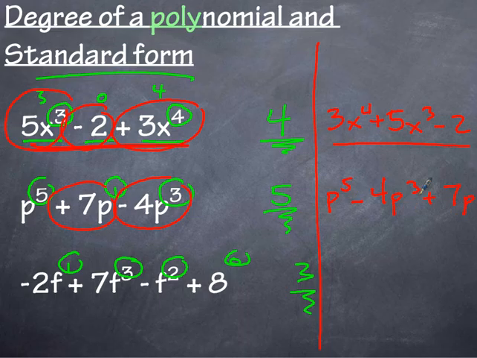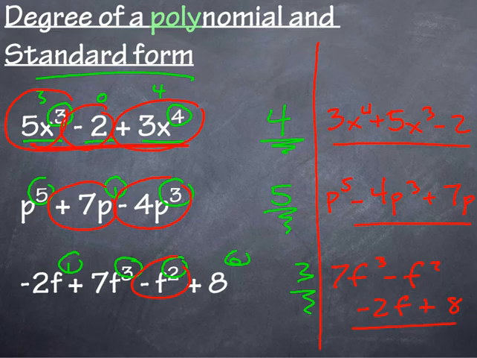p to the 5th, p to the 3rd, p to the 1st. Everything ordered according to its exponents from greatest to least. Alright, and then finally this one down here, we've got plus 7f to the 3rd, minus f to the 2nd, minus 2f, plus 8. I'm running out of space, so I'm just going to put it down here.